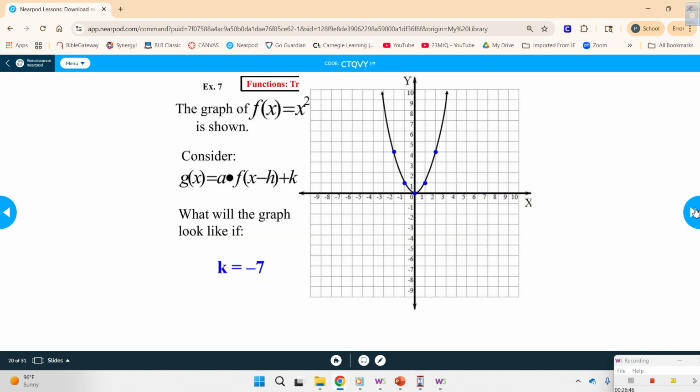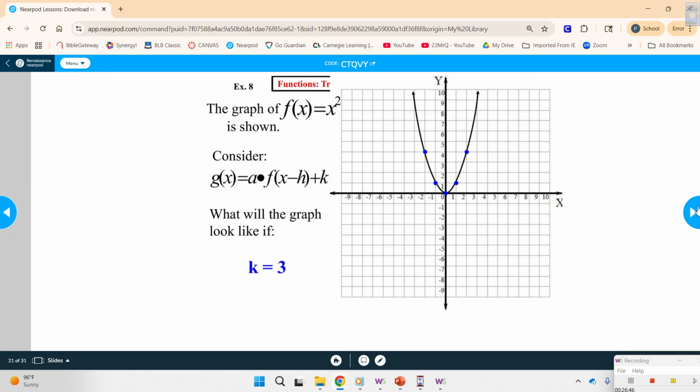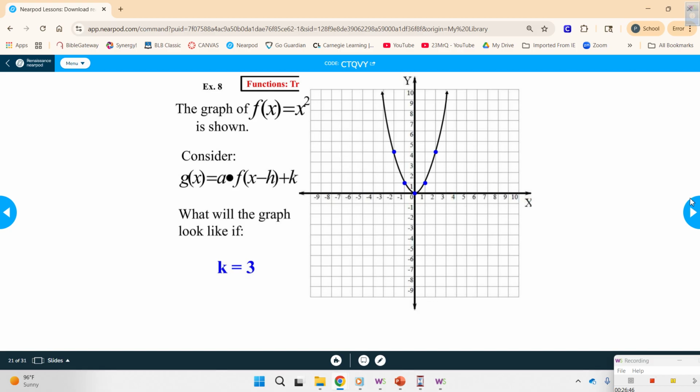Okay. What happened with K is -7? Everyone. Down. How about when K is 3? Up. And let's go to A is 1/4. What happens to that when it's A is 1/4? Compresses. H is 8. To the right. K is -4. Down. And the last one.